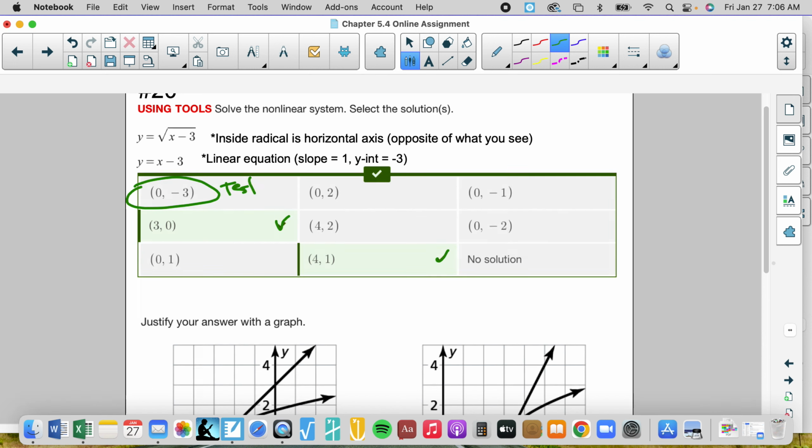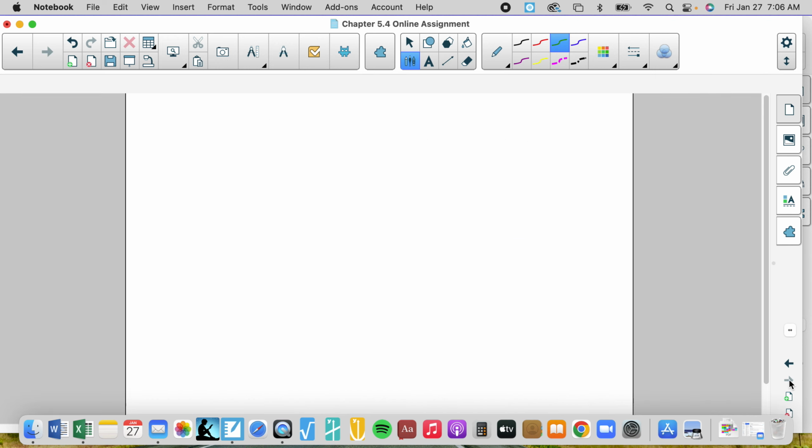You can test it by plugging it into each of the equations. Plug it in. We see 0 for x, that works. And then we would have to try this one, 0 and negative 3. This equals the square root of negative 3, so that would be no. So this wouldn't work for both. Oh, wait a second, it should work for both. No, it doesn't work for both because it's not a solution. So we would test. That's a really slow and arduous way of finding those solutions.